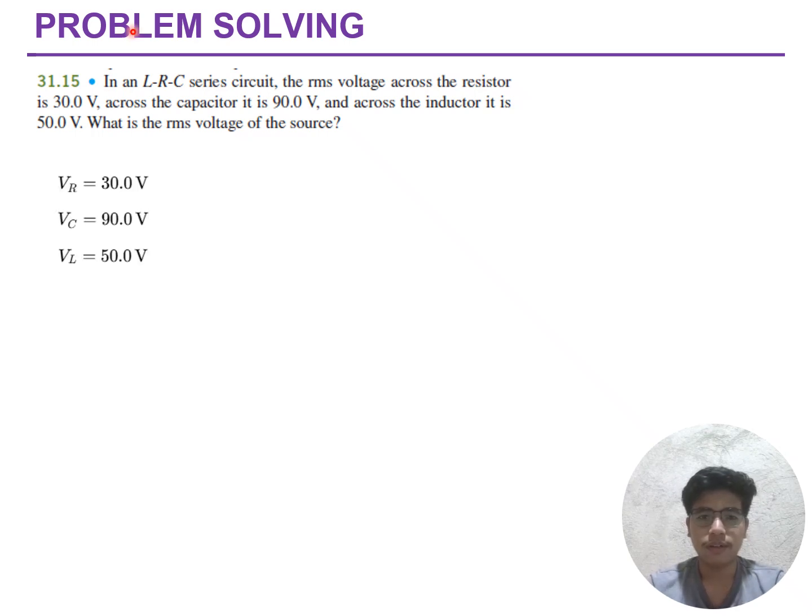So let us first know the given. We have V subscript R equal to 30 volts, V subscript C equal to 90 volts, and V subscript L equal to 50 volts. Second is to identify which voltages oppose each other. So the inductor and the capacitor voltages are 180 degrees out of phase with each other, so all we need to do is subtract them. The negative sign means the capacitor voltage is larger.